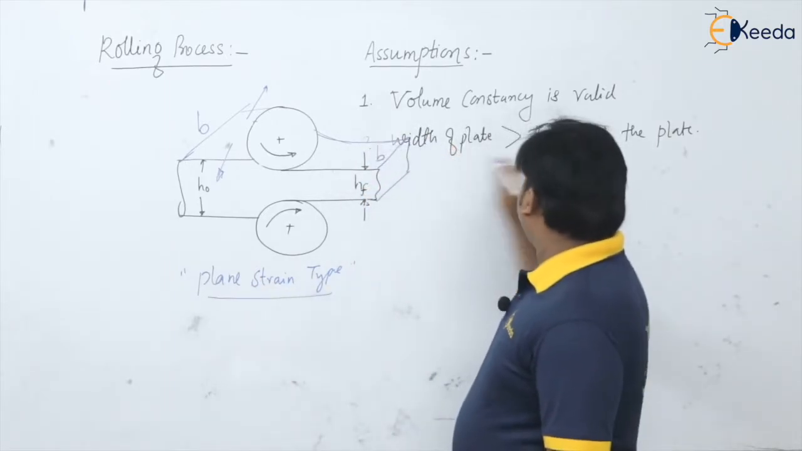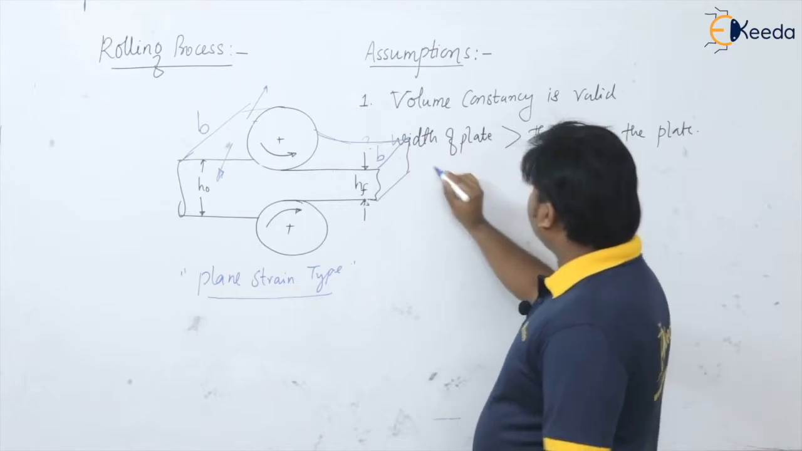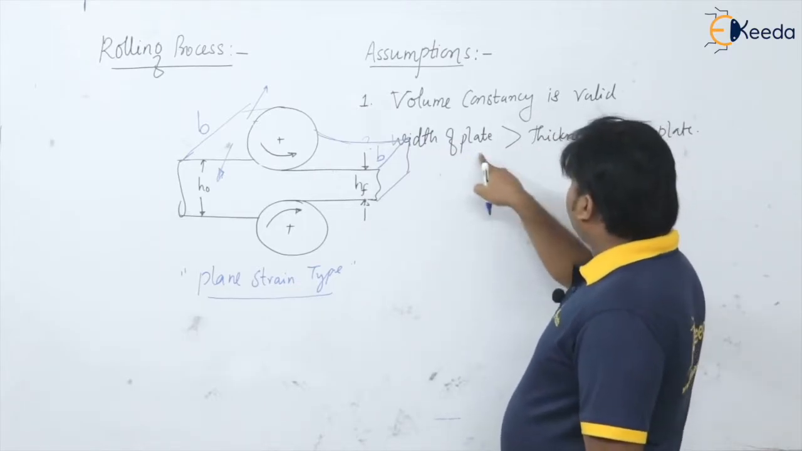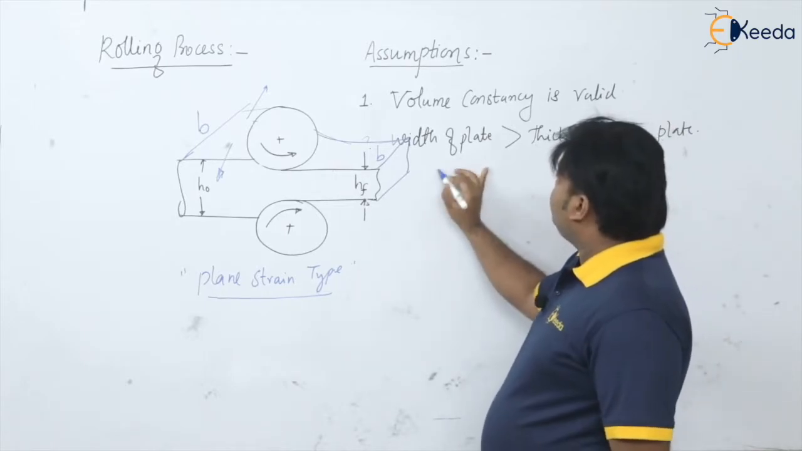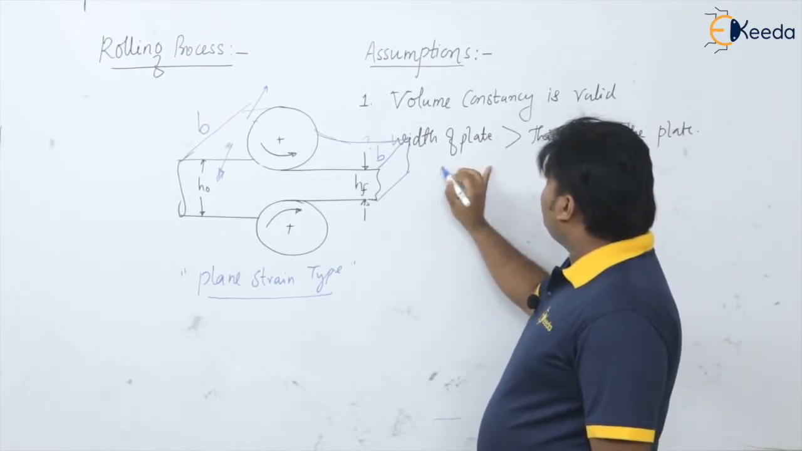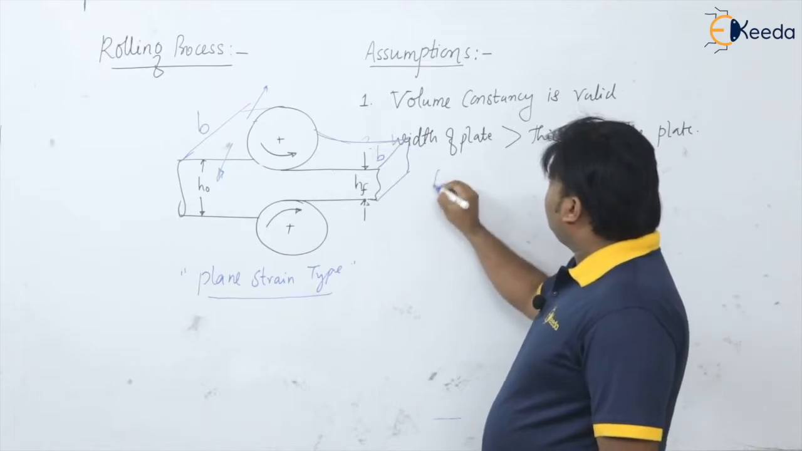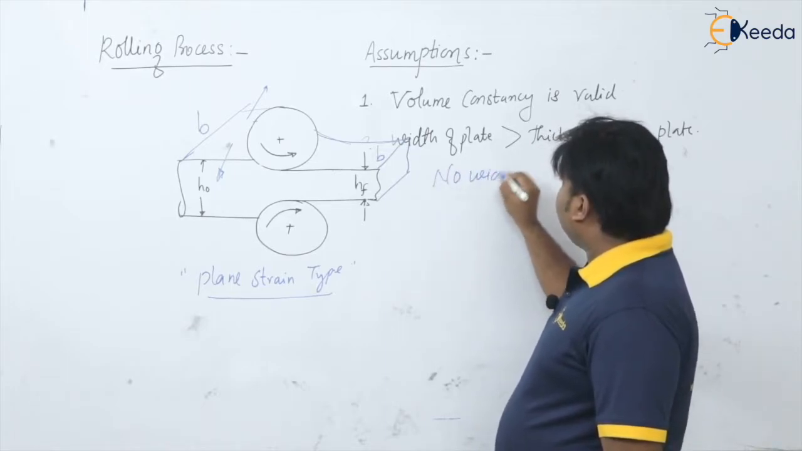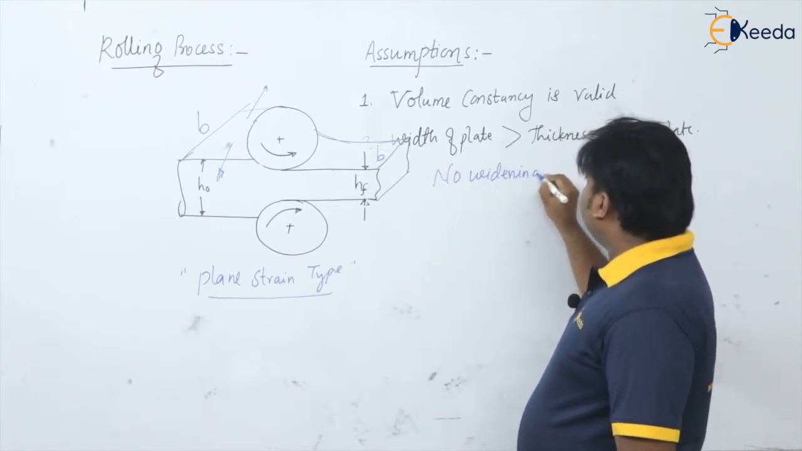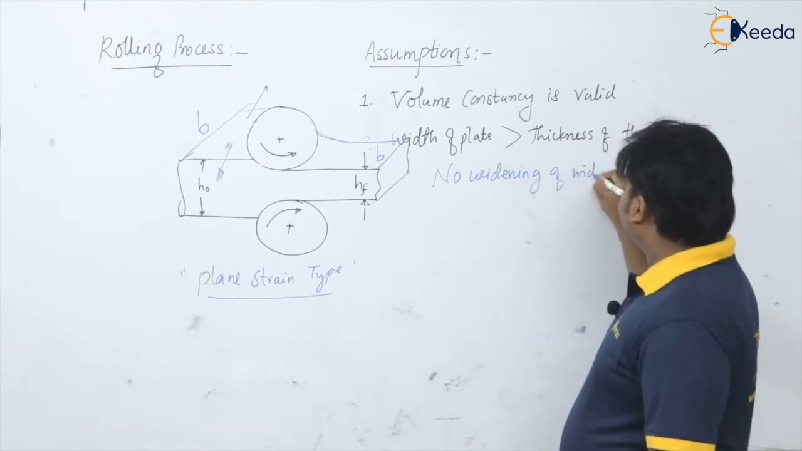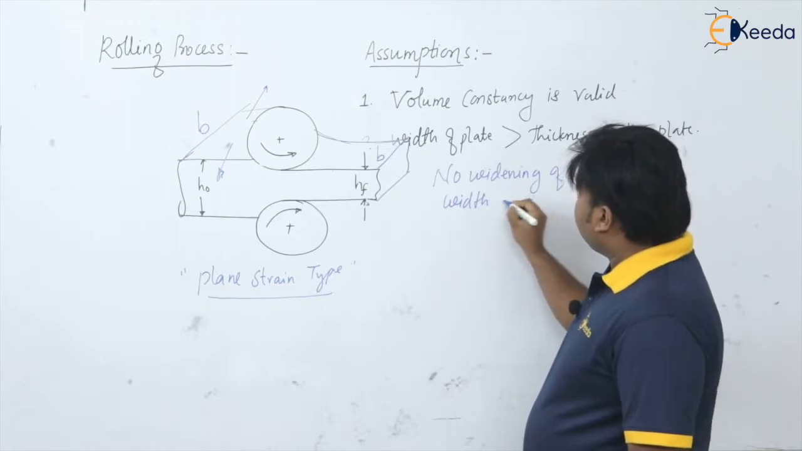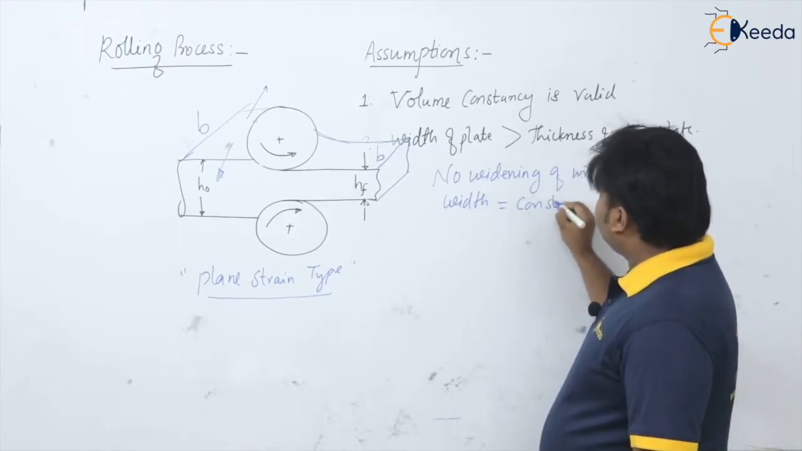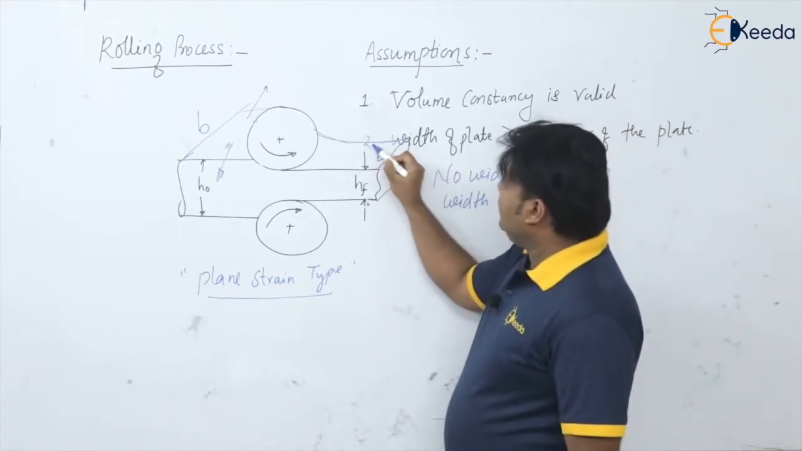That is, the width of the plate is going to be more than the thickness of the plate. Why? There is no widening, that means no widening of width. That is, width is going to be constant. That is the thing. This is the second assumption.